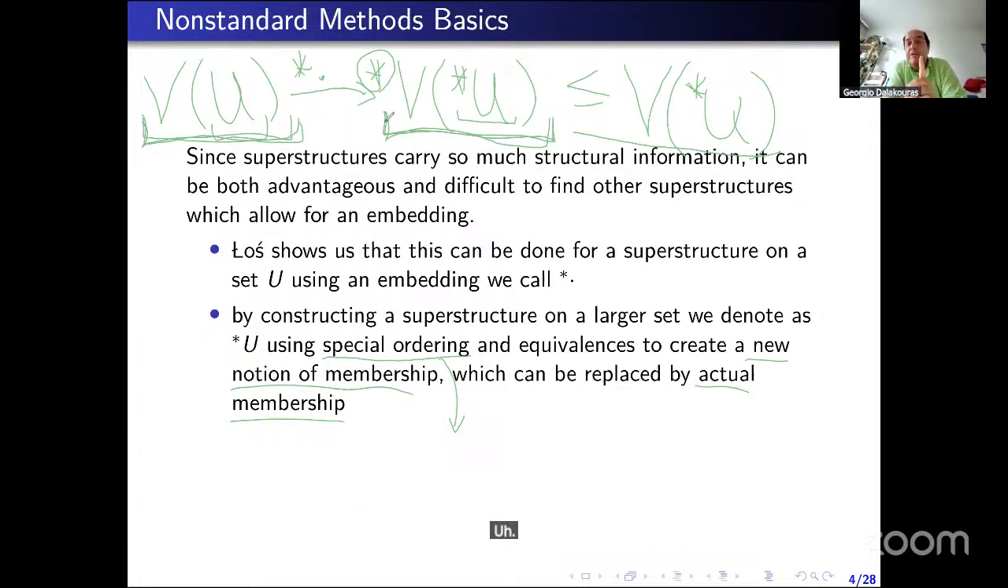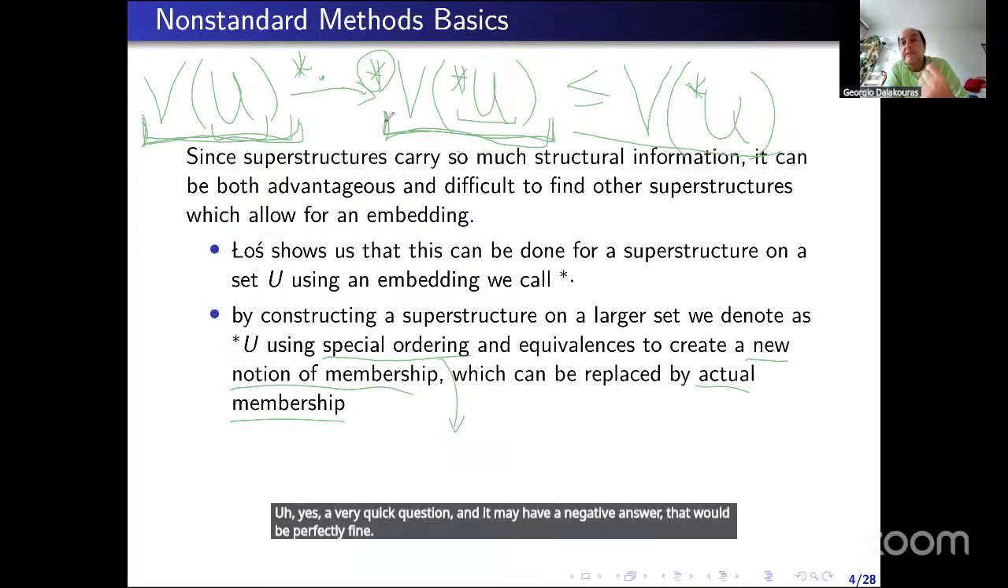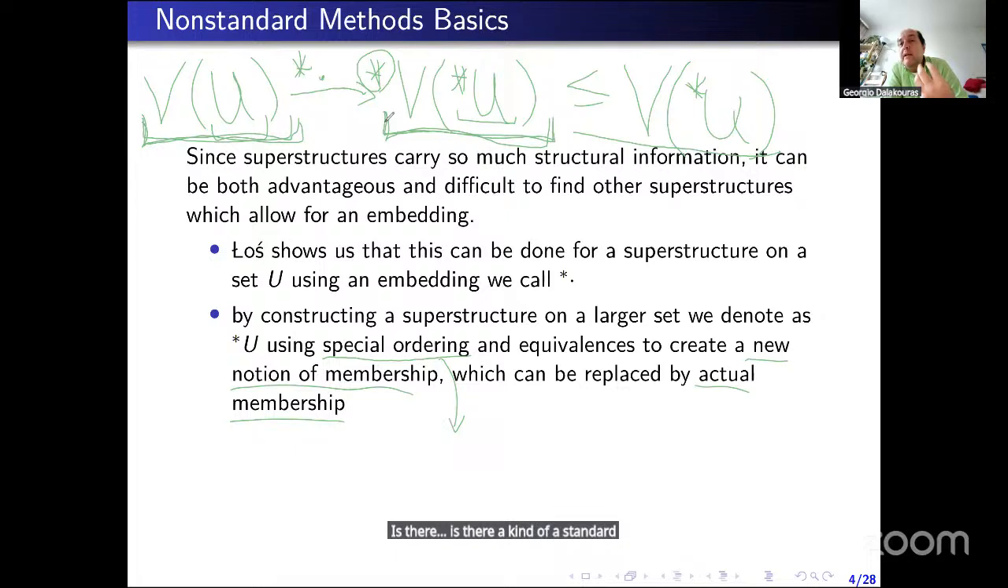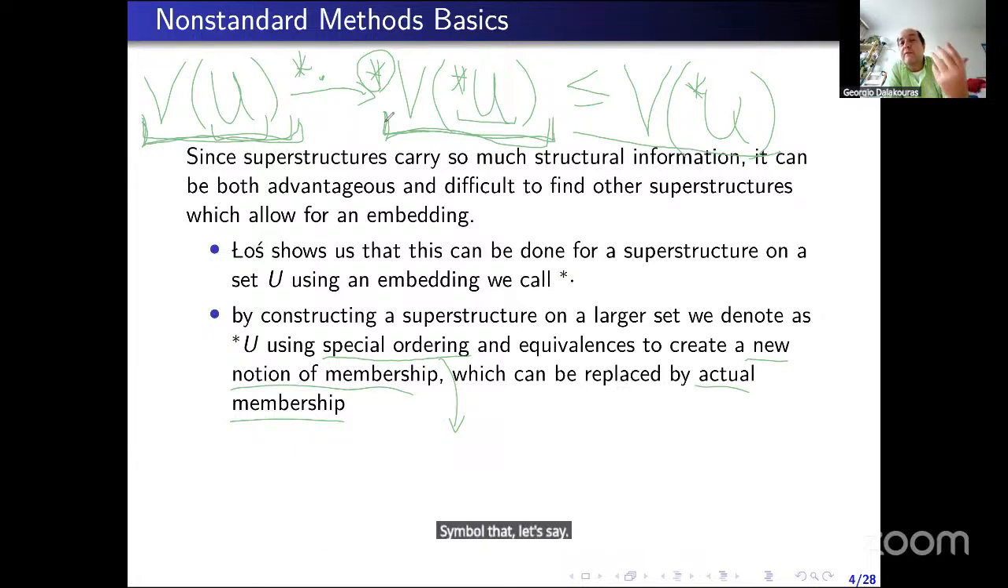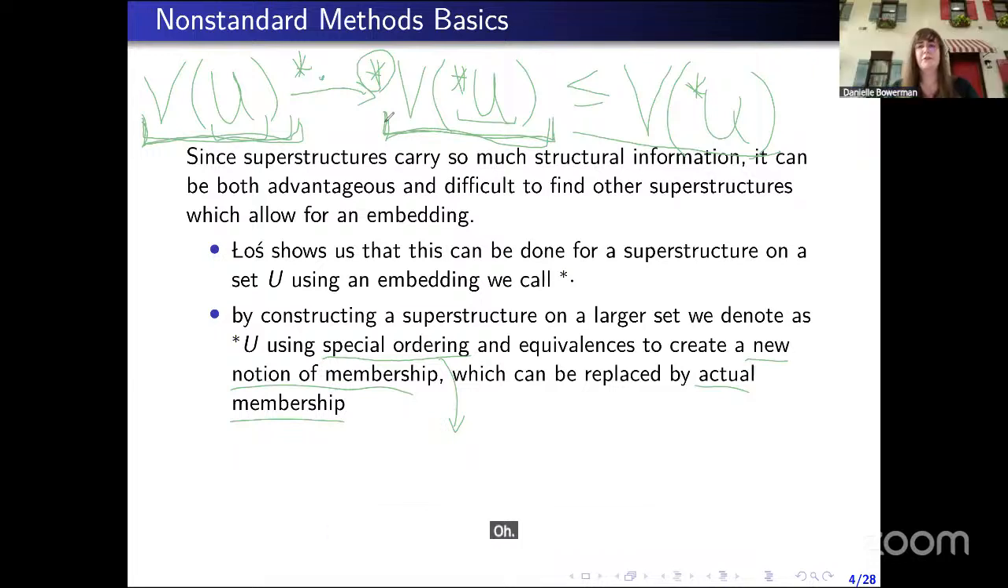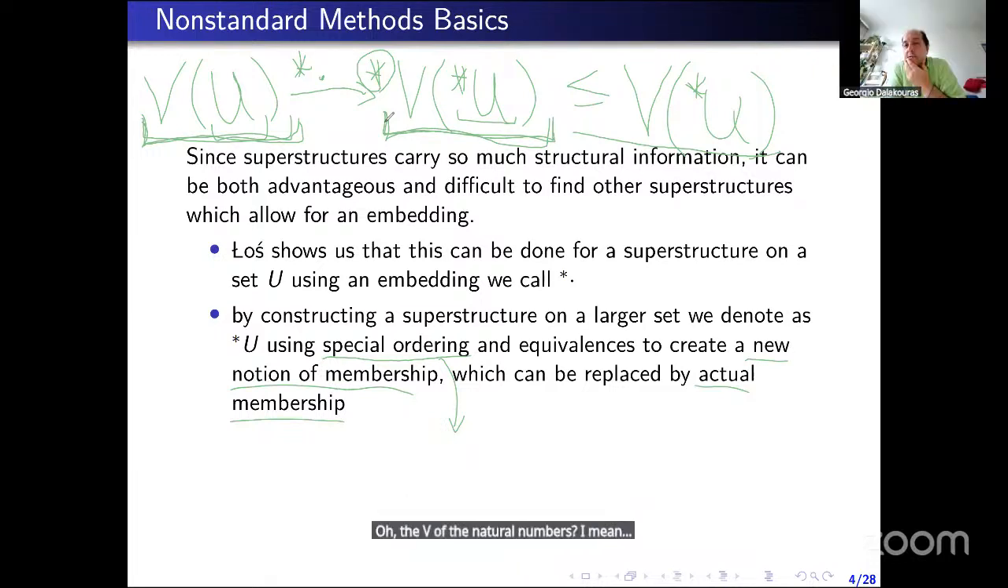Yes, a very quick question, and it may have a negative answer. That would be perfectly fine. Is there a standard or canonical example, to put it in concrete terms, starting, say, with the natural numbers or something simple, where the superstructure, the V of U, would be the V of the natural numbers? Yes, yes.